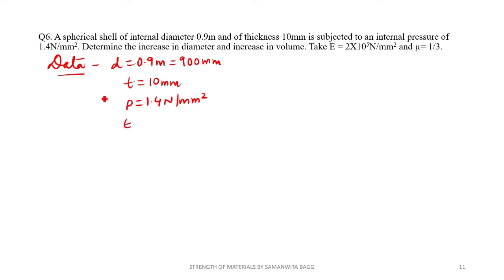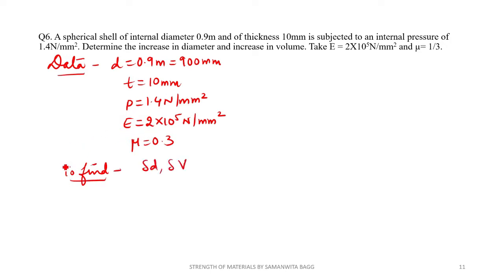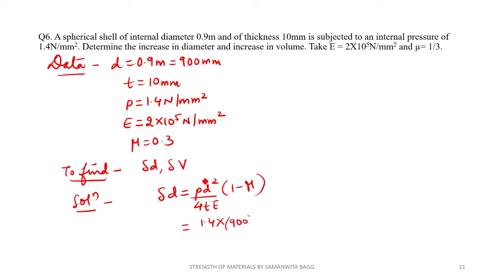Take E as 2 into 10 raised to 5 Newton per mm square and the value of mu is given as 0.3. I need to find delta D and delta V. The formula for delta D is PD square upon 4TE into 1 minus mu. So this pressure is 1.4, diameter is 900 whole square, 4 into T, and E is 2 into 10 raised to 5, 1 minus 0.3.